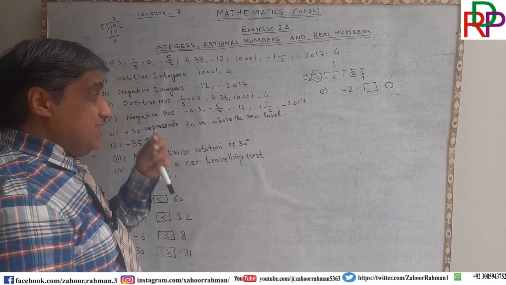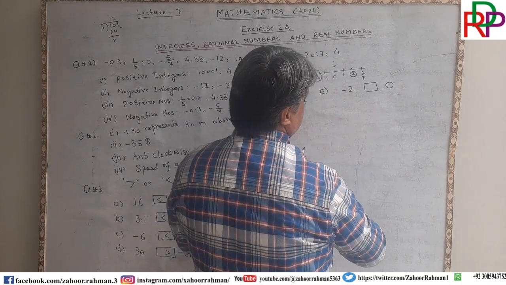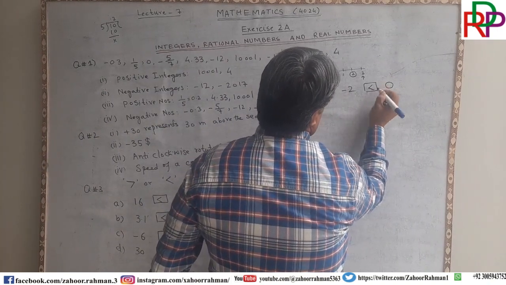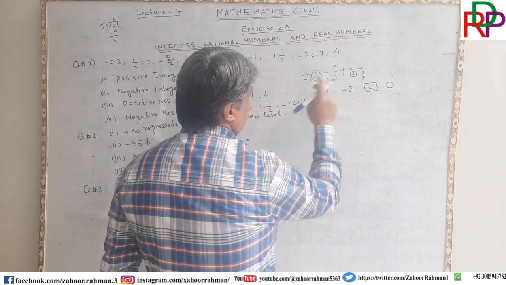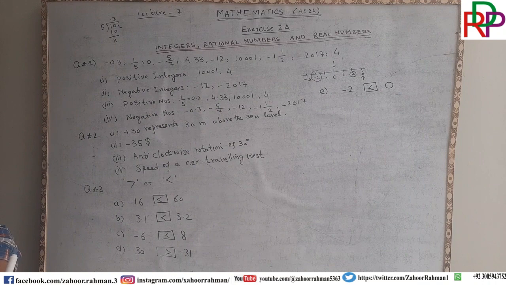And conversely, we can also say that minus 2 is less than 0 because minus 2 is on the left side of 0. So any number on the left side of another number, the left side number will be considered as less. So in this case, minus 2 is less than 0.